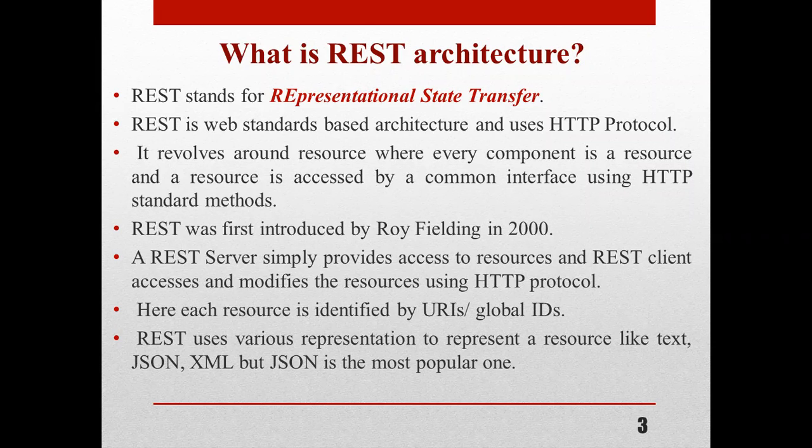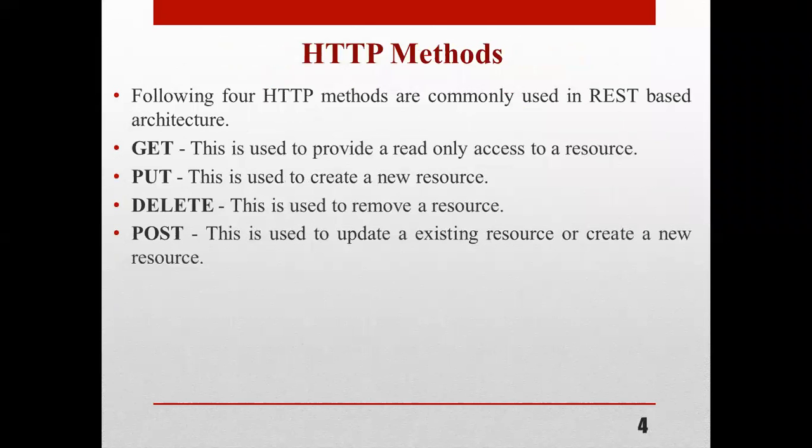The resource may be accessed by a REST client. REST uses various representations to represent a resource, like text, JSON, XML, but JSON is the most popular one for REST. Here are some HTTP methods. There are four methods that are commonly used in REST based architecture, which are get, put, delete, and post.